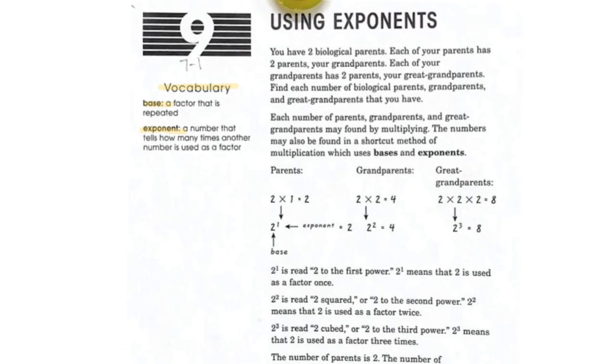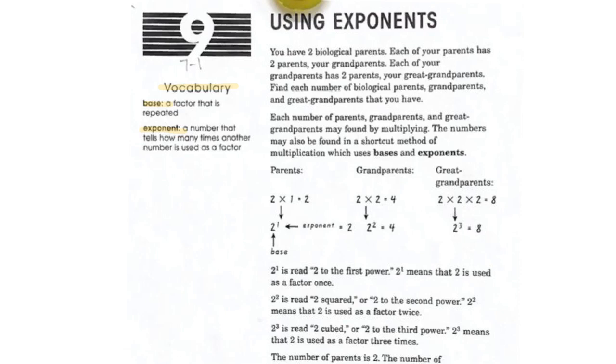So it says you have two biological parents. Each of your parents has two parents, your grandparents. Each of your grandparents has two parents, your great-grandparents. Find each number of biological parents, grandparents, and great-grandparents that you have. Each number may be found by multiplying. The numbers may also be found in a shortcut method of multiplication, which uses bases and exponents.